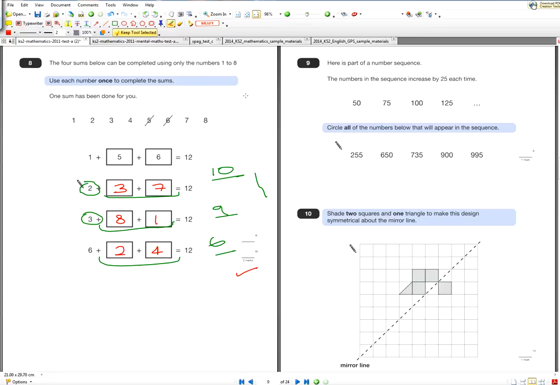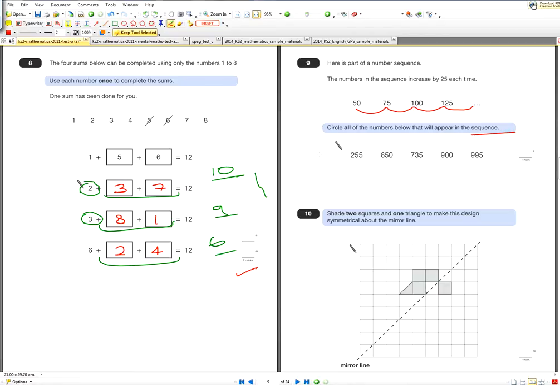Here is a part of a number sequence. The numbers in the sequence increase by 25 each time. So from here to here, add 25. Circle all the numbers below that will appear in the sequence. Now, we are going up in the 25 times table, actually, because 50 is 25 times 2, and 75 is 25 times 3. We're actually going up in the 25 times table.